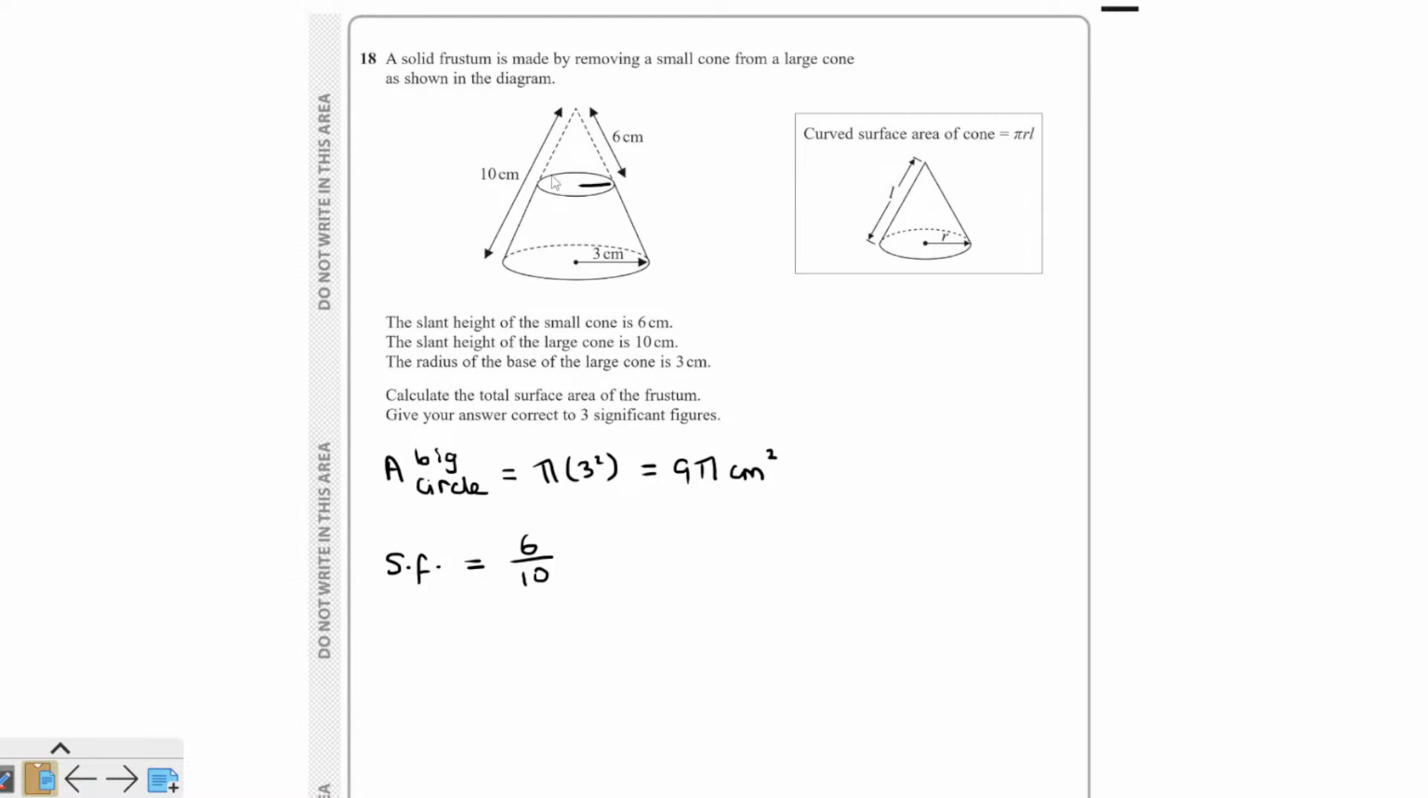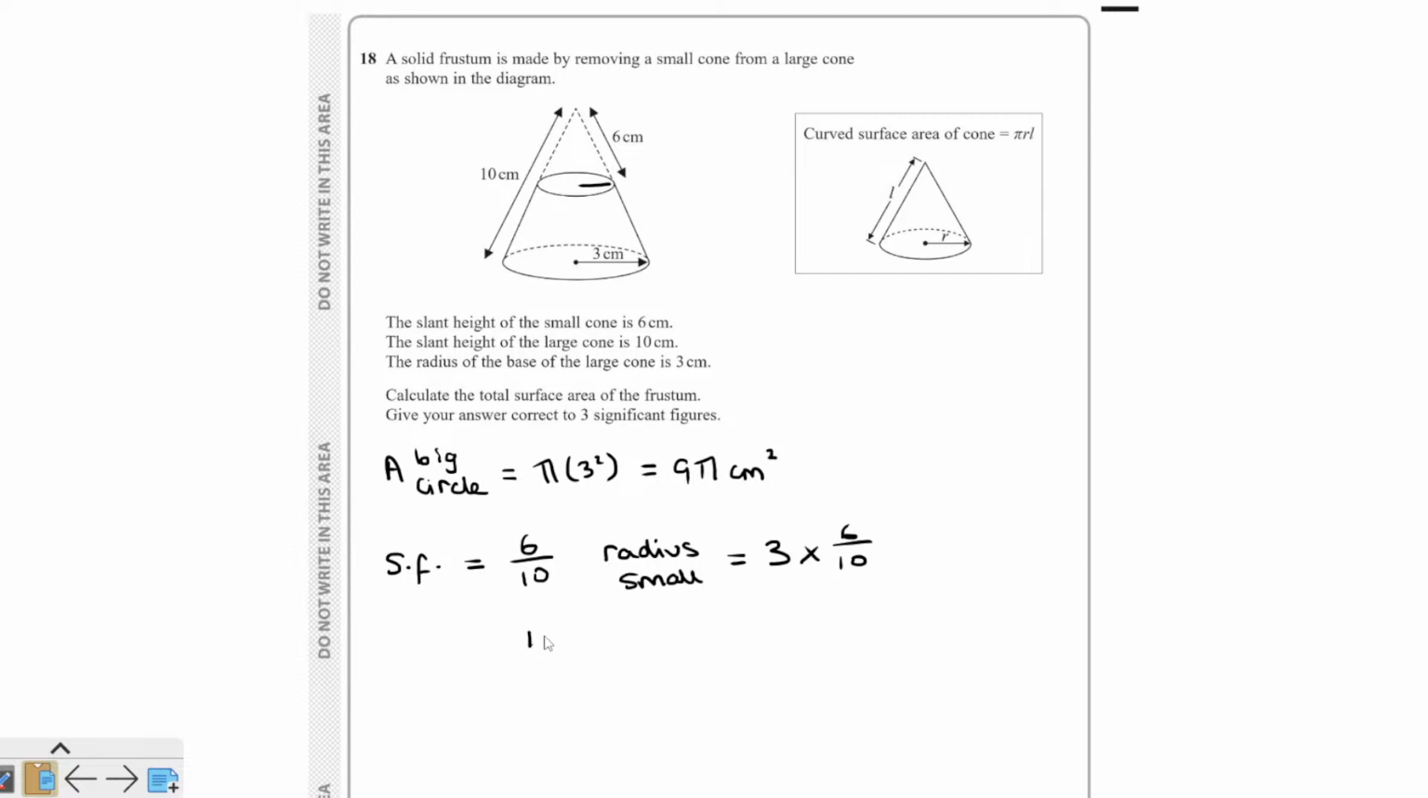So we're saying that the small cone is like 60% the size of the big cone. So therefore, that would also relate to the radius. So the radius of the small circle is the big circle radius multiplied by my scale factor.